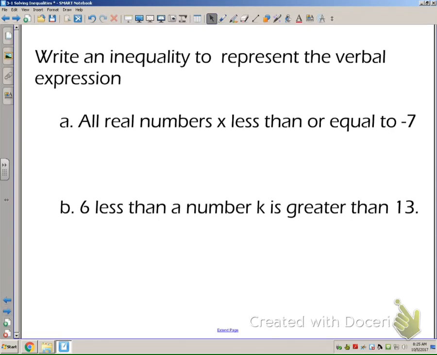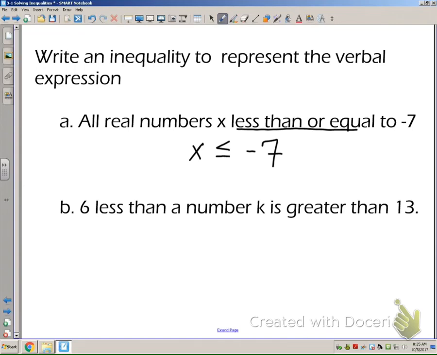Okay, write an inequality to represent the verbal expression. We're looking at all real numbers x, so we know we've got the real number x, and we want it to be less than or equal to -7. So that's all there is to it, just changing it from words into symbols. Any number x less than or equal to -7.